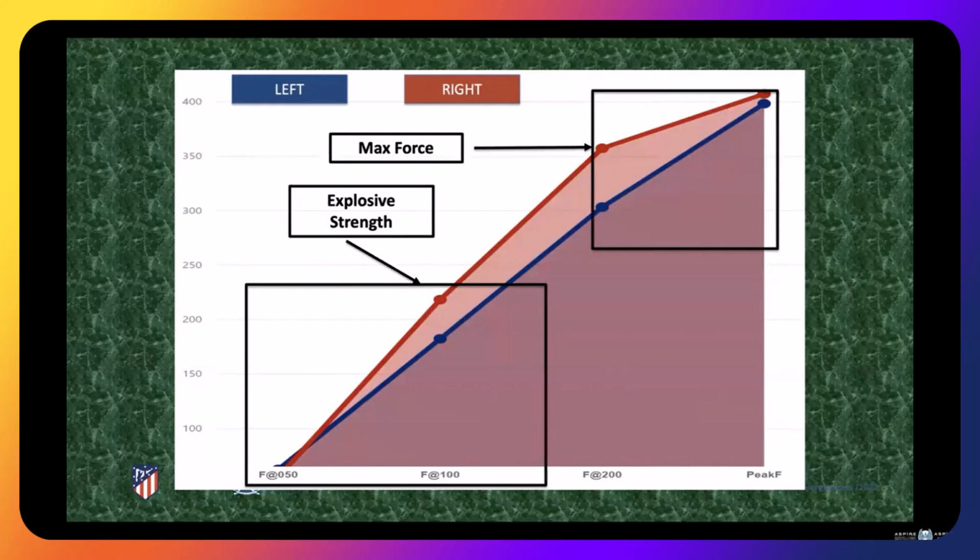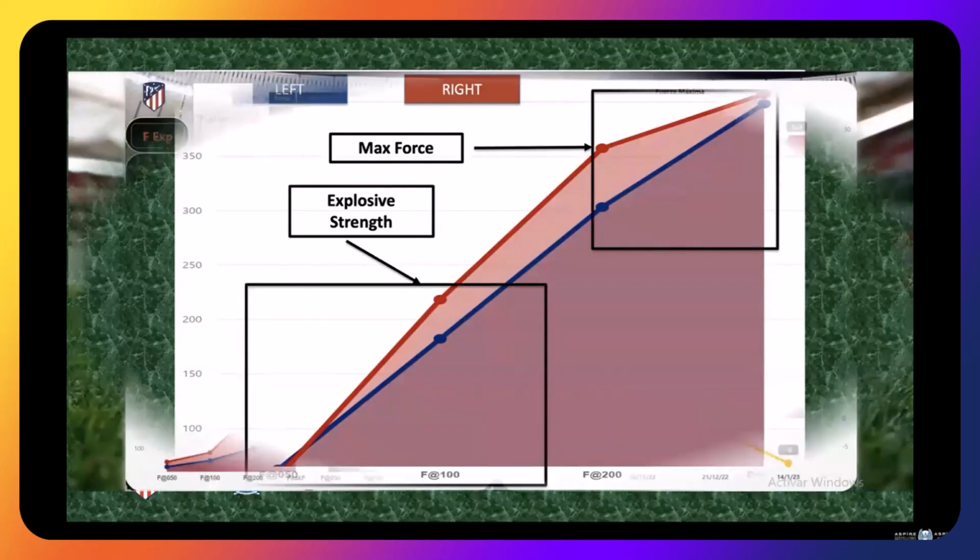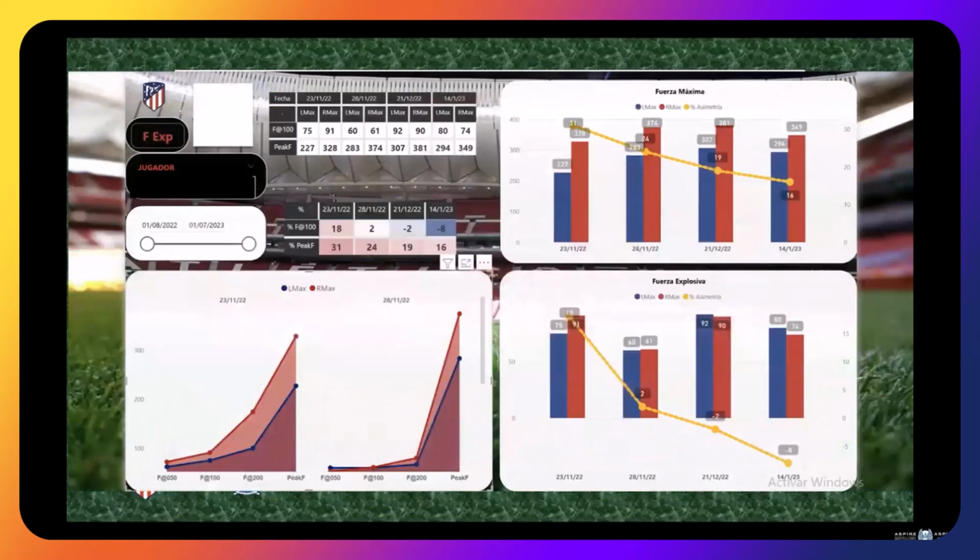Here we can see the differences in the curves between left and right. And this would be the whole dashboard of the strength. Top right we have the maximal force, and bottom right the explosive strength, and in the graph bottom left the rate of force development of the player and the evolution through the process.